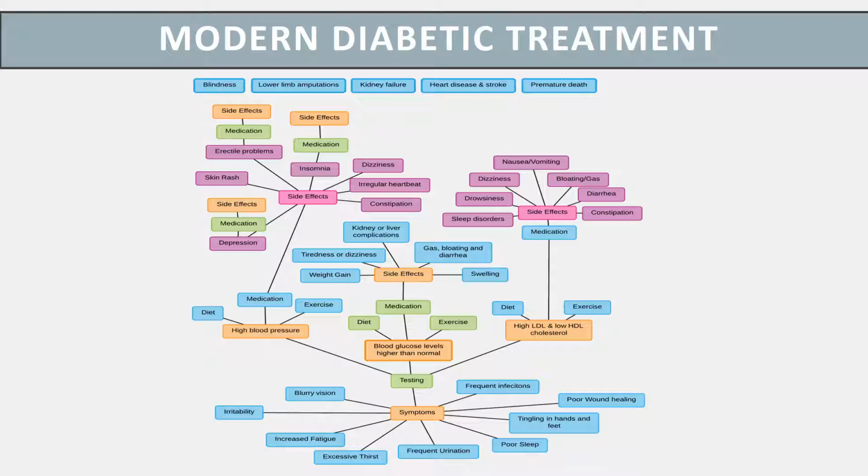When blood sugar levels are higher than normal, the classic medical route is let's talk about your diet, let's put you on some medication, and let's talk about some exercise.